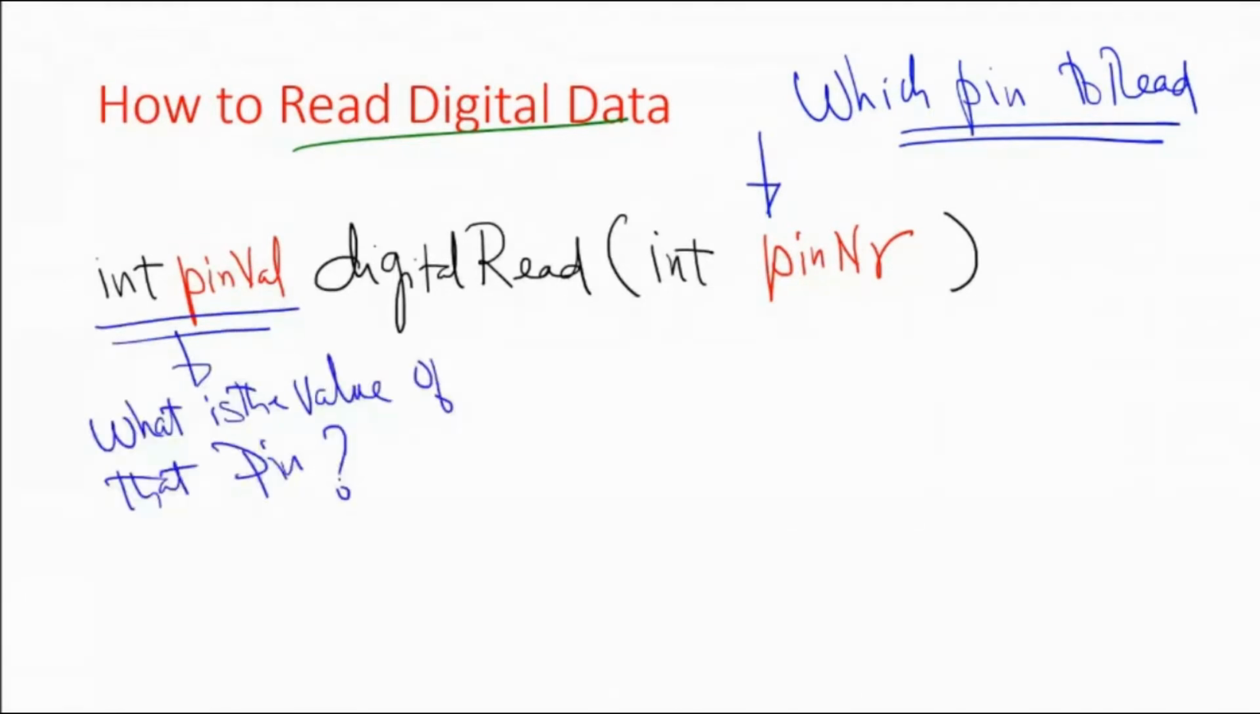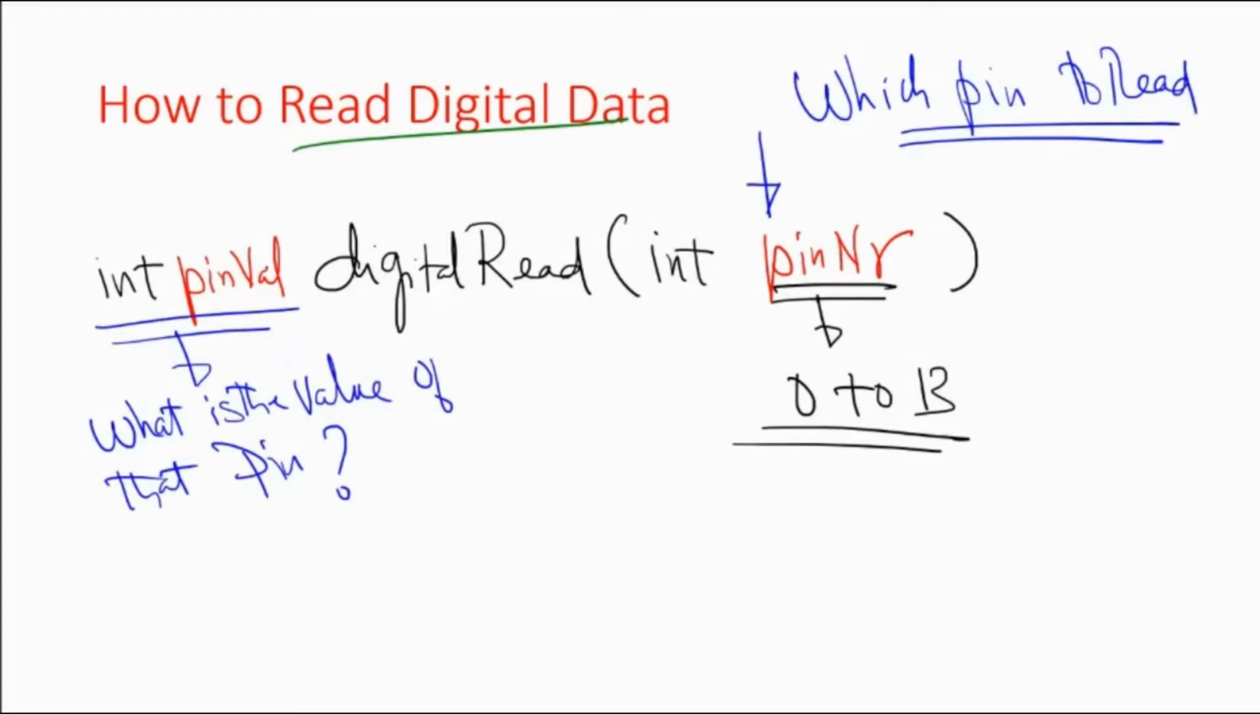So what are the possible values of this input? This pin number can range from 0 to 13 because there are only 14 possible pins. So only on those pins can we read the values. There are 14 digital pins available in Arduino, pin number 0 to 13, and you can read the value from any one of these pins. That is the possible value of this pin number.